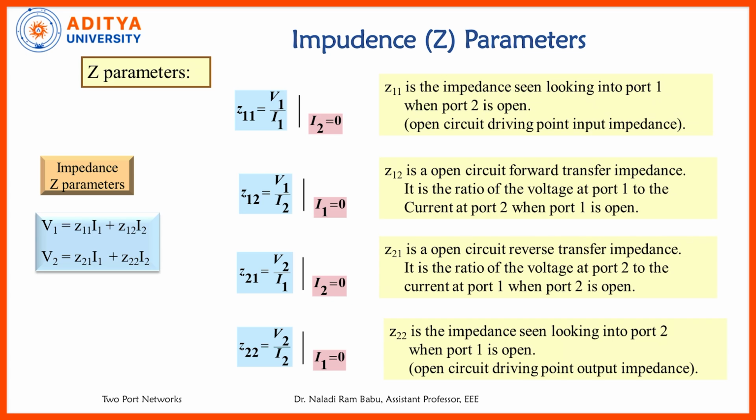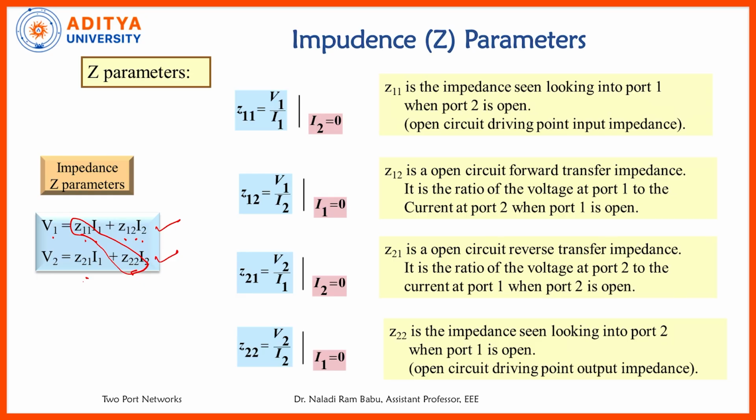If you look into the impedance parameter equations, they are given by V1 equal to Z11 I1 plus Z12 I2, and V2 is equal to Z21 I1 plus Z22 I2, where V1 and V2 are the input and output voltages, and I1 and I2 are the input and output currents. Z11, Z12, Z21 and Z22 are called impedance parameters, where Z11 and Z22 are self parameters and Z21 and Z12 are mutual parameters.